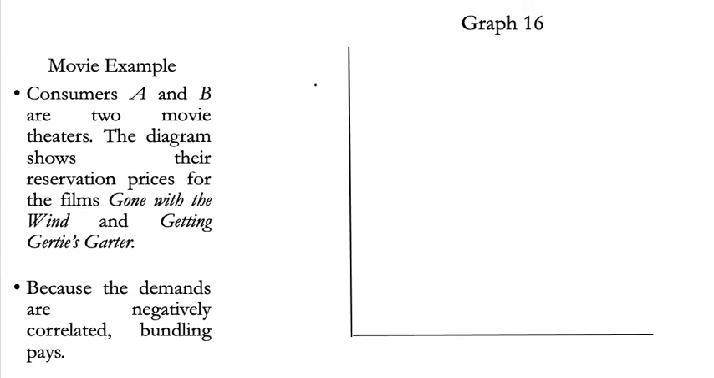If you go back to the movie example of Getting Dirty Gutters and also Gone with the Wind, can you try to put them in the form of a graph? We have two theaters, Theater A and Theater B. Consumers who go to Theater A, we call consumer A. Consumers who go to Theater B, we call consumer B. And you have seen the price also. Can you try to plot the two points for each of the two theaters? Reservation price of good B here, reservation price of good A here, and then see whether they are negatively correlated or not, and whether it is worth it to have price bundling here. You should try it yourself.